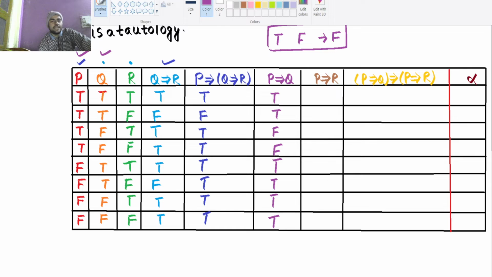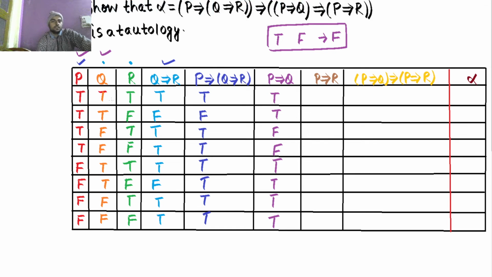Now it will be P and R. So we have P, we have R. True and true, so it will be true. True and false, so it will be false. True and true, it will be true. True and false, it will be false. And the last four again, because P is there at first. So in the last four truth values, you can see it is starting with false. So all the last four will be true.